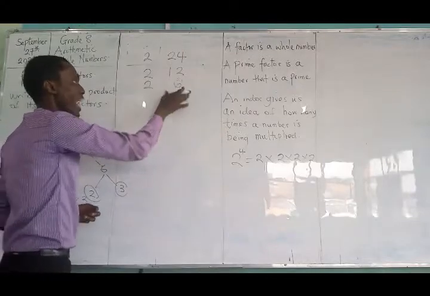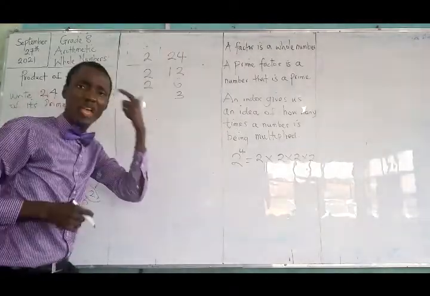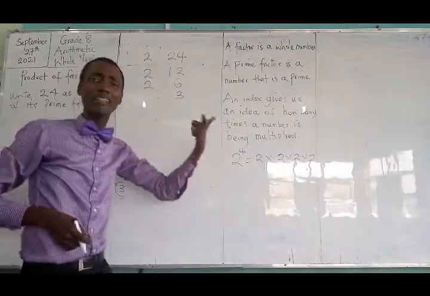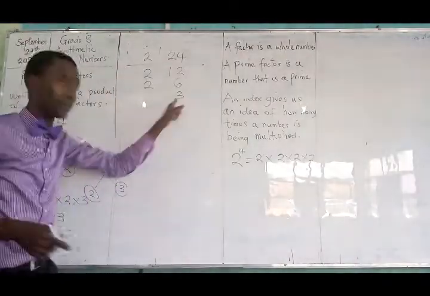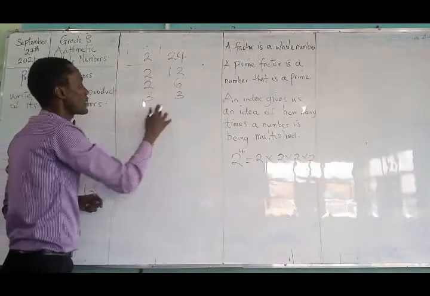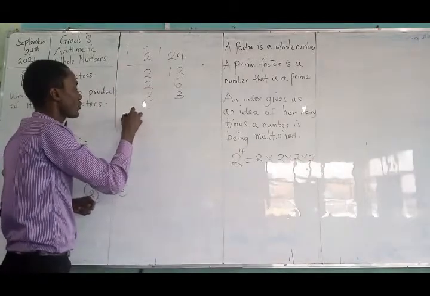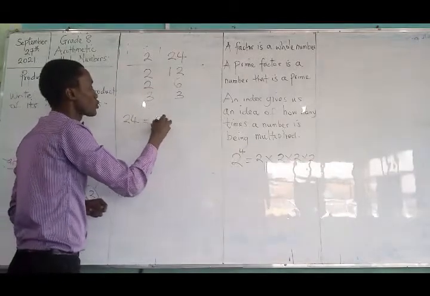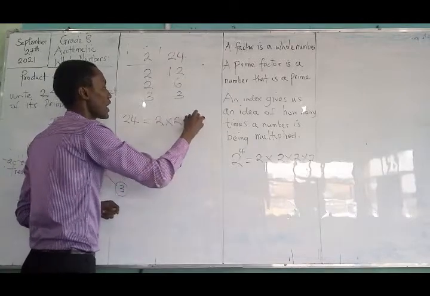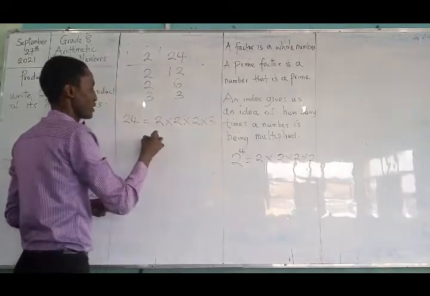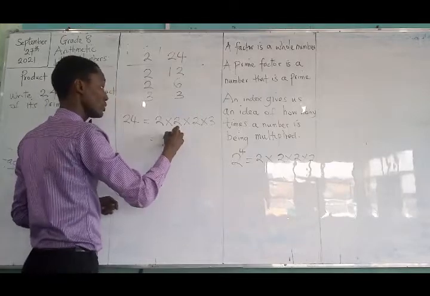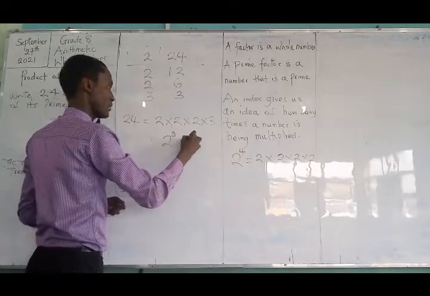And then, because I have exhausted all the 2's, I check what's the next prime number that can divide this, and that will be 3. So I'll use 3. So with this method, we discovered that 24 will be equal to 2 times 2 times 2 times 3, which we can still write as 2 index 3 times 3.